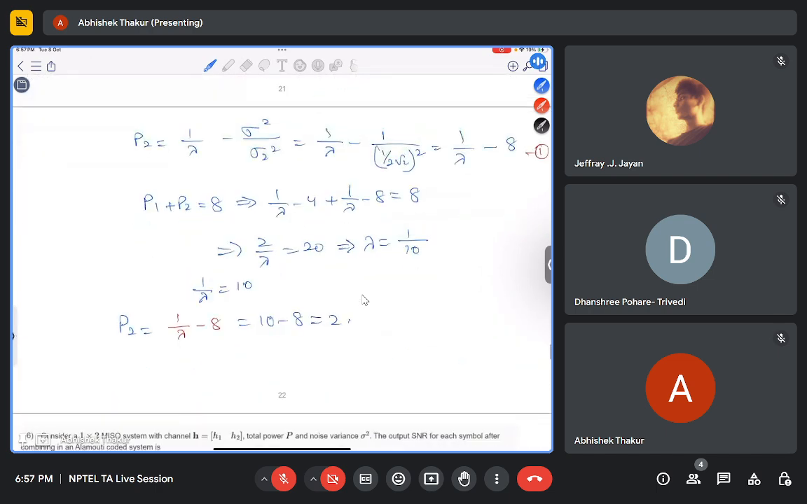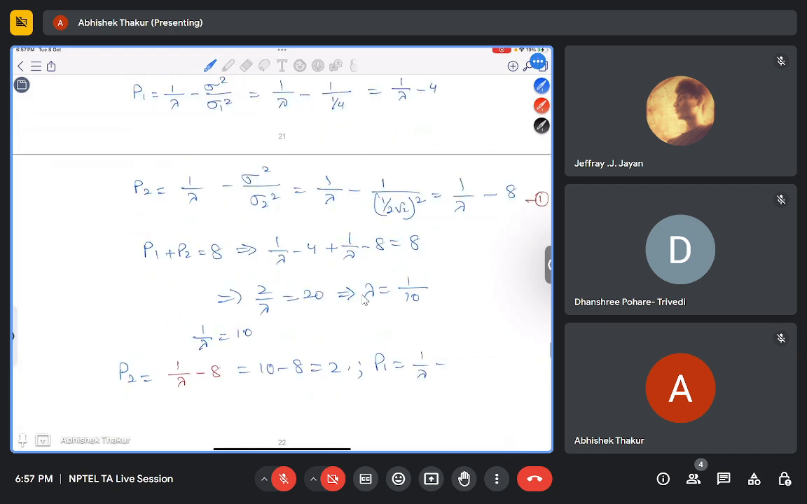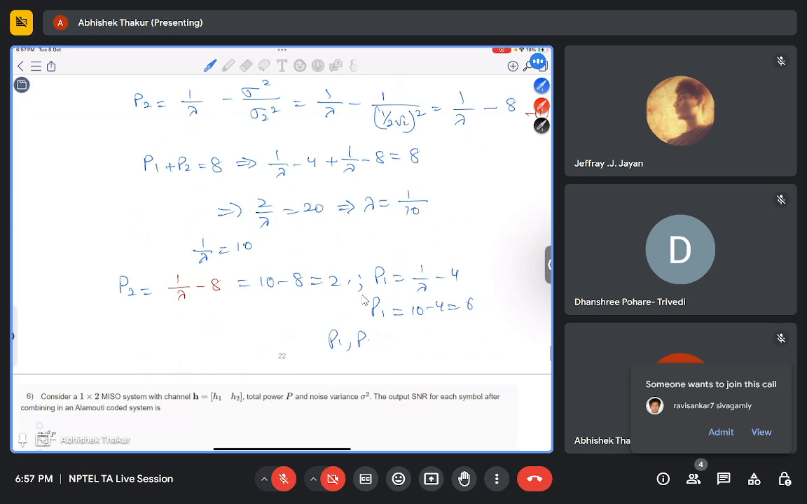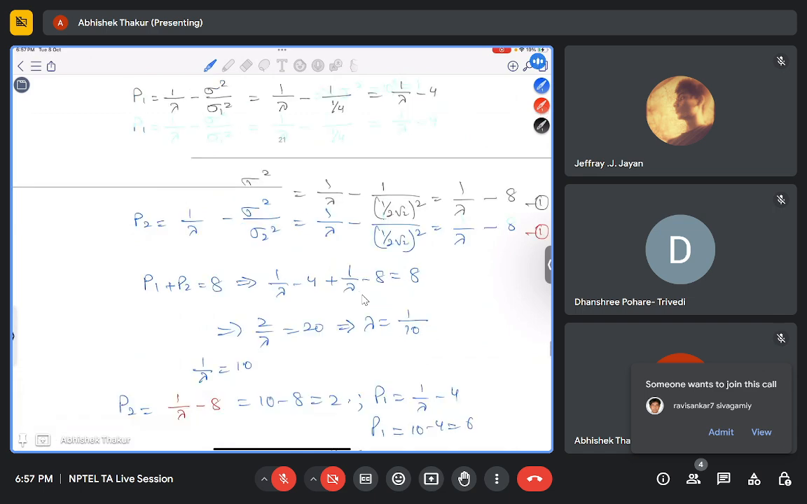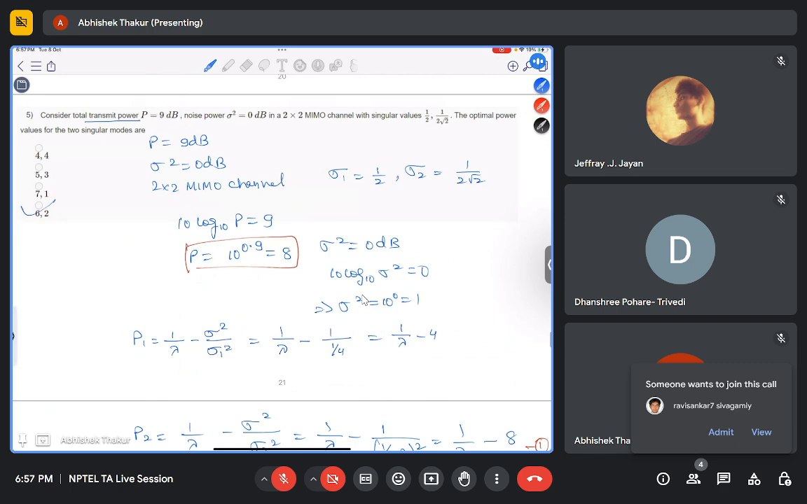And what will be the value of P1? P1 is 1 by lambda minus 4. So P1 is equal to 10 minus 4, that is equal to 6. So what is the value of P1 comma P2? That is 6 comma 2. So the correct answer is option number D.